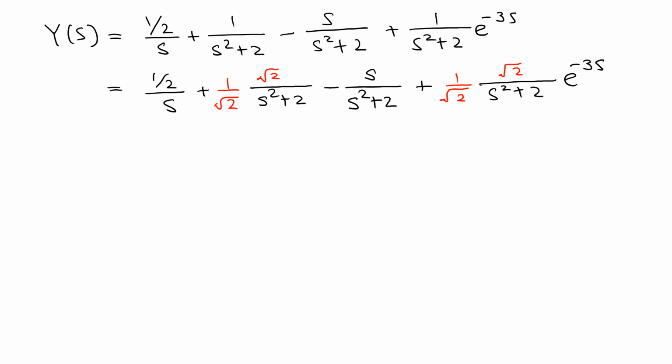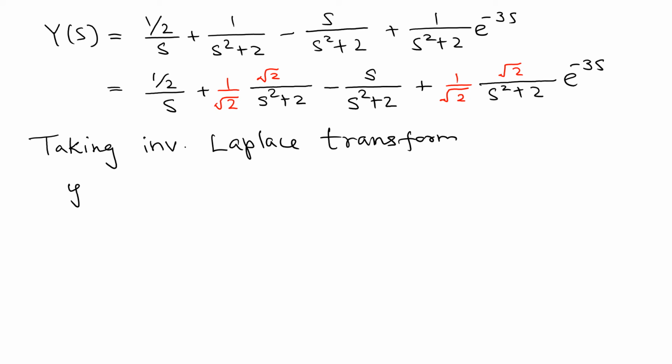So taking the inverse transform, from the first term you get just 1/2, and the second term, which is the sine term, is 1 over square root 2 sine square root 2 t. The next one is the cosine term, which is cosine square root 2 t.